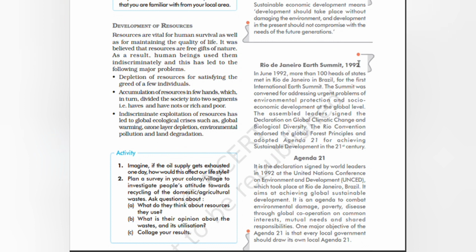Rio de Janeiro Earth Summit, 1992. In June 1992, more than 100 heads of states met in Rio de Janeiro in Brazil for the first International Earth Summit. The summit was convened for addressing urgent problems of environmental protection and socio-economic development at the global level. Assembled leaders signed the Declaration on Global Climatic Change and Biological Diversity. The Rio Convention endorsed the Global Forest Principles and adopted Agenda 21 for achieving sustainable development in the 21st century.